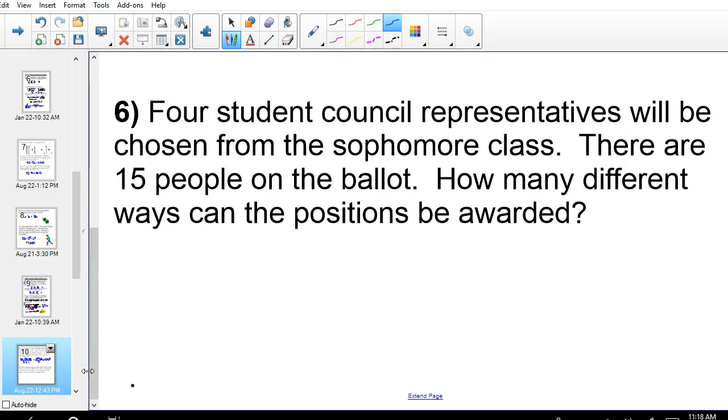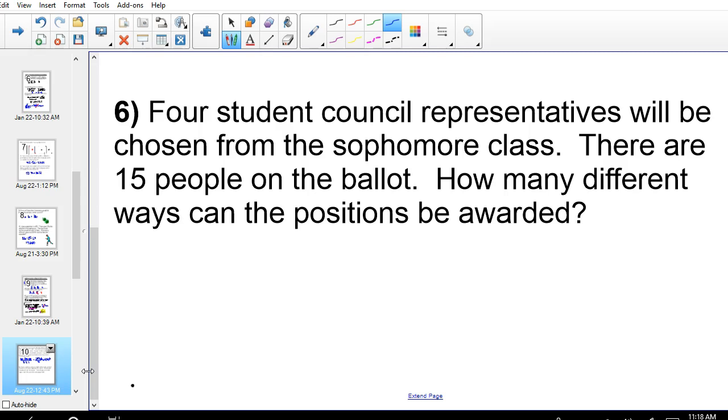Student council representatives are chosen for the sophomore class. This is coming up soon, although I think you guys run for offices. But do you guys do representatives for each grade too? I think we do. I'm not sure exactly how it's. Yeah. So. You are? Congratulations.